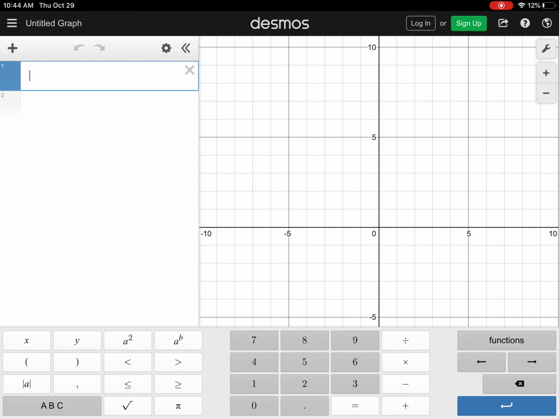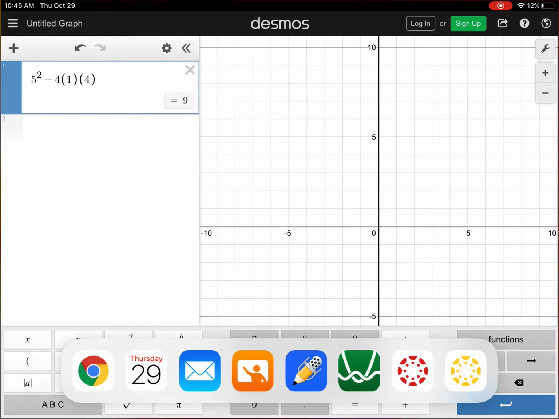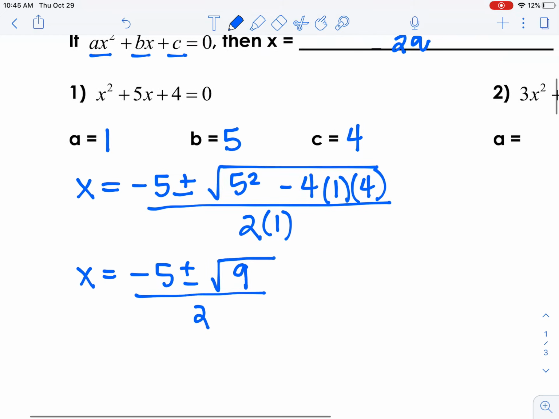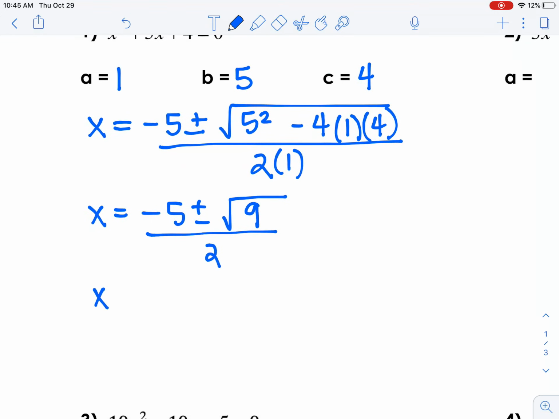So I'm going to open Desmos and do just that. 5 squared minus 4 times 1 times 4. Exactly as it appears, and that's 9. So now when I go back to my notes, I know that under that radical is a positive 9. Okay, and the square root of 9 is 3, so this is negative 5 plus or minus 3 over 2.